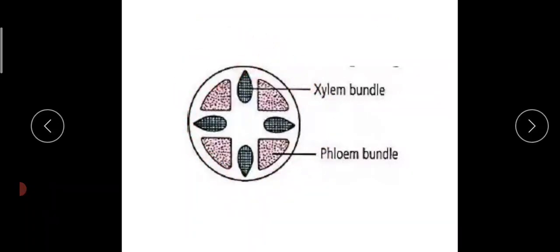And another type of arrangement is radial arrangement. In radial arrangement, xylem and phloem bundles will be arranged separately. Here you can see this is a xylem bundle while this is a phloem bundle. So here xylem and phloem bundles are arranged side by side alternately, as separate bundles: one bundle for xylem and another bundle for phloem.